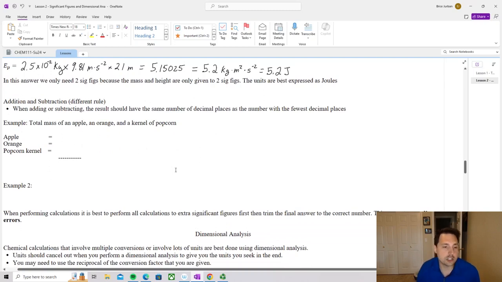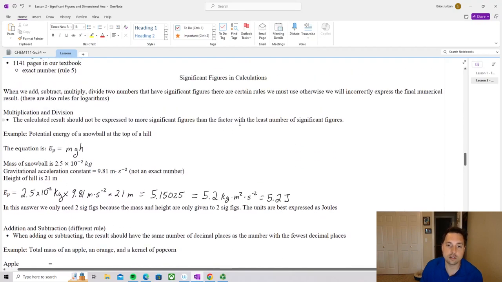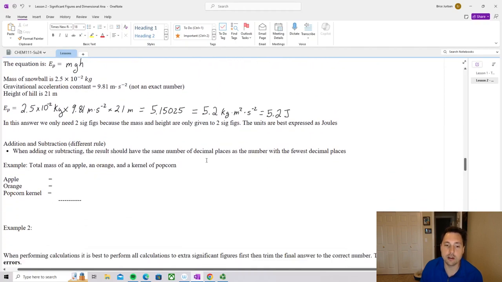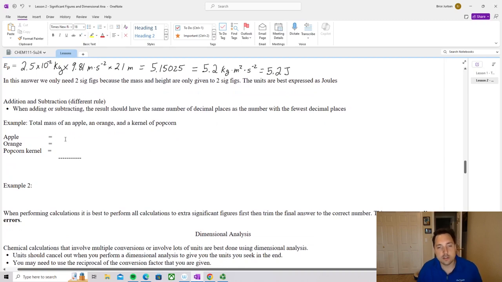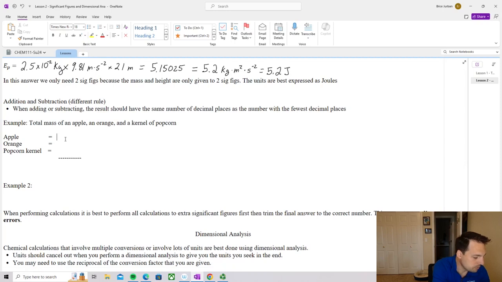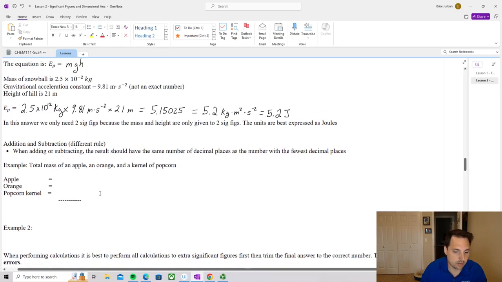There's a different rule when we do addition and subtraction. The result of the addition or subtraction should have the same number of decimal places as the number with the fewest decimal places. So not the factor with the least number of sig figs, but the number with the least number of decimal places. Let's sum together the mass of an apple, an orange, and a kernel of popcorn. Before we do that, I just want to add this here. Note rounding rule.